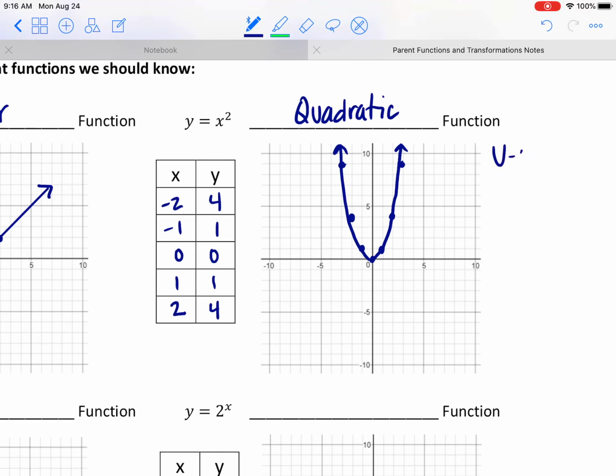So the U shape is called a parabola. And every time we graph a quadratic function, that's the y equals x squared in there, we're going to see a parabola.